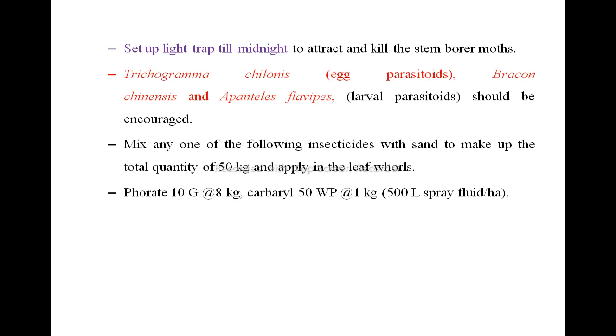And we should set up the light trap to attract the moth of the stem borer. And these are the biological control agents we should use in the field to control the stem borer, that is Trichogramma chilonis. It's an egg parasitoid. Then larval parasitoids, they are Bracon chinensis and Apanteles flavipes. These are the larval parasitoids we should use in the field to control the sorghum stem borer. And after that, go for the insecticide application.